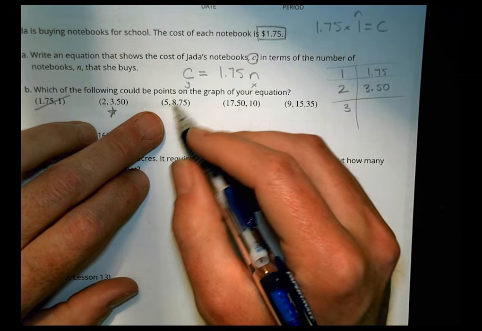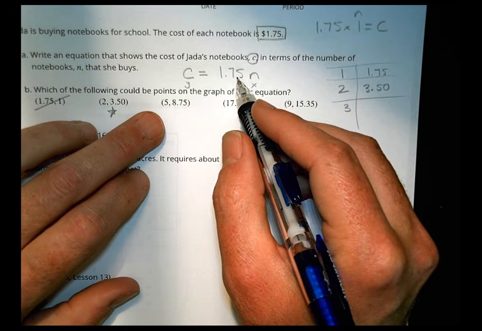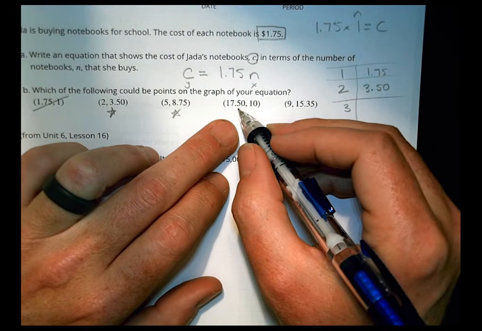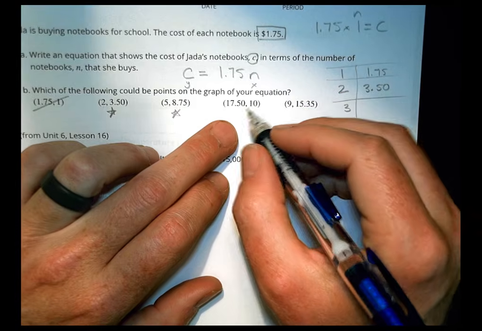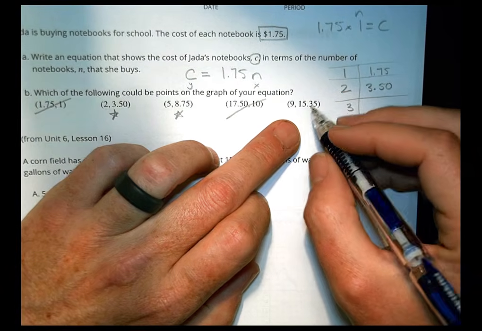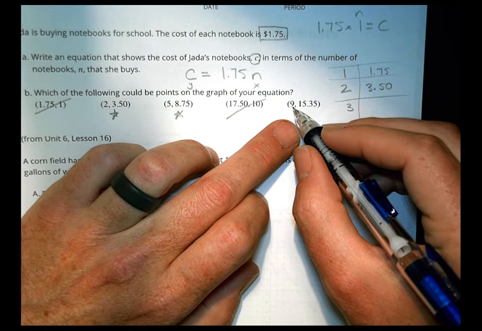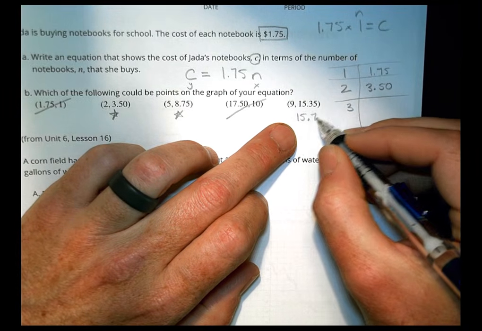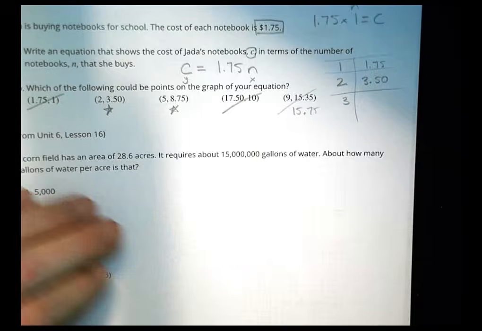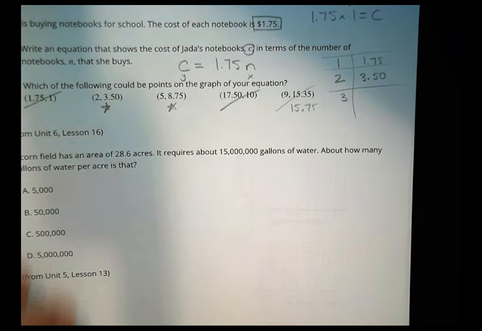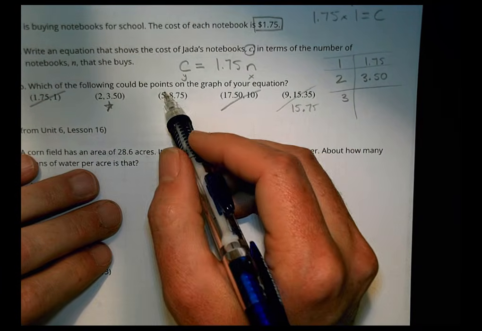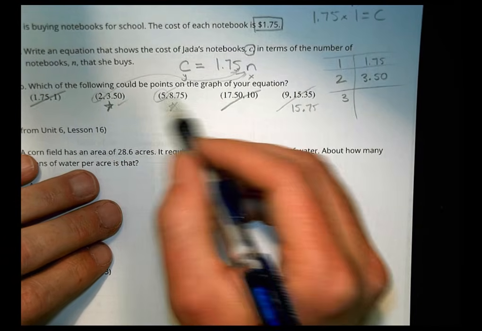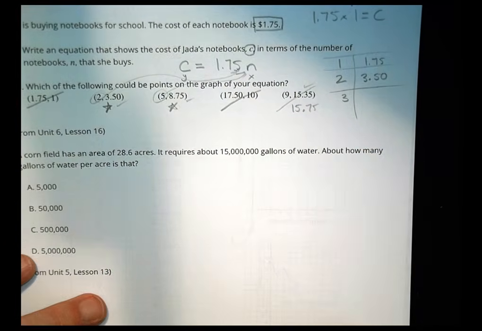Well, what is 5 times $1.75? It actually is $8.75. Am I going to buy 17 and a half notebooks? No. And this one here, before you get ahead of yourself, is 9 times 1.75. That actually equals 15.75. So this one would not be a good answer either. So what you probably want to show is how you multiply 5 and then multiply 2 to get the y values there and why that doesn't work.